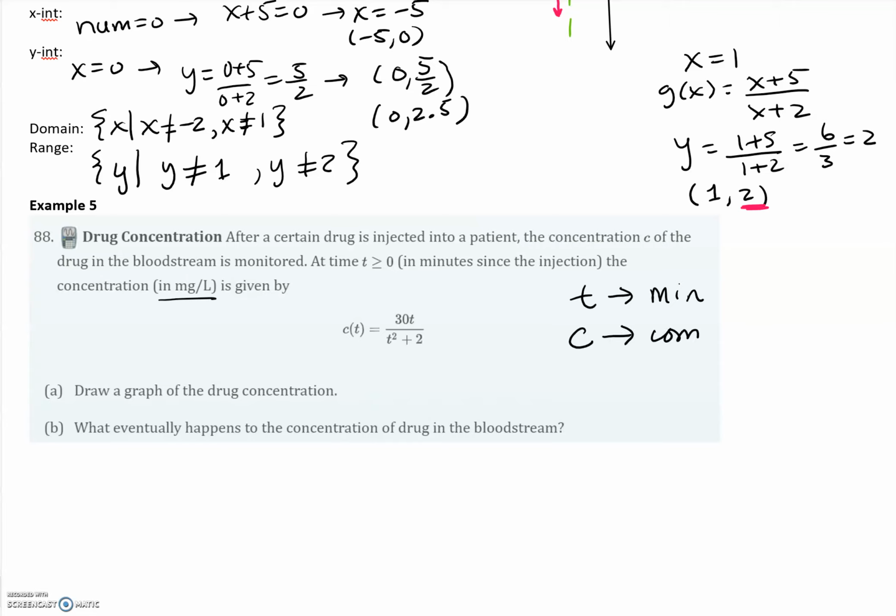So t, the input, is minutes, time, and C of t is, I guess, the concentration of the drug in your body, the level of it in milligrams per liter. Draw a graph of the drug concentration. So we're going to use our TI to look at this, because it says a TI calculator is required for this problem. And then part B says, what eventually happens to the concentration of the drug in the bloodstream. So let's go put this into our TI.